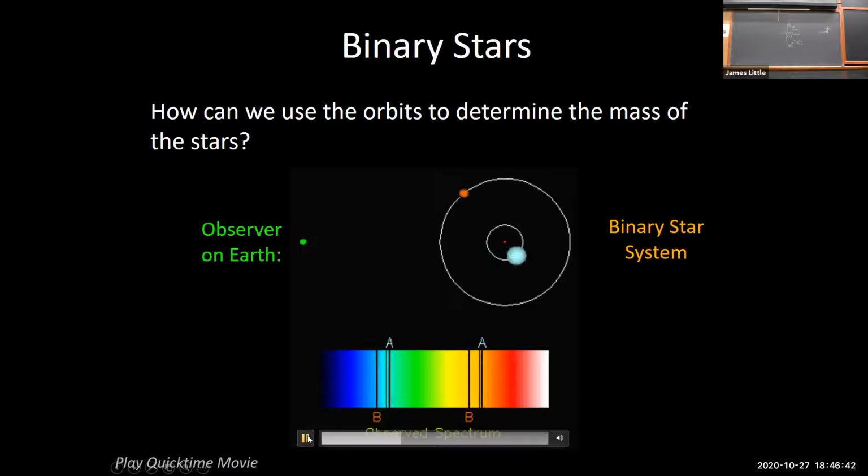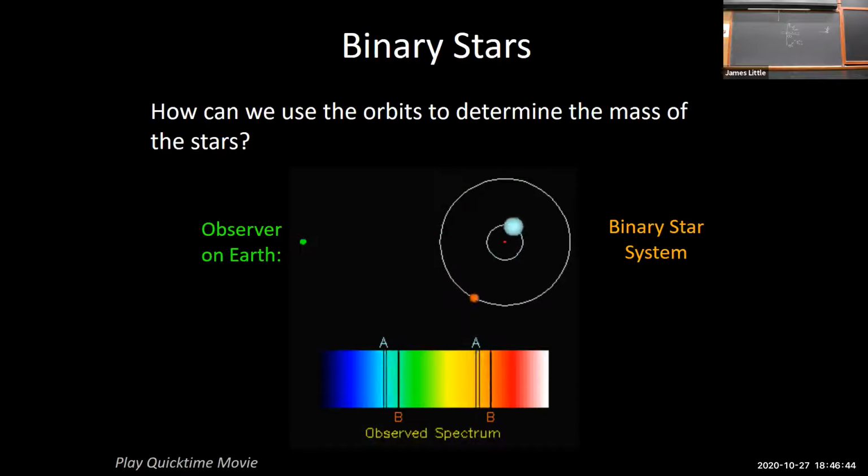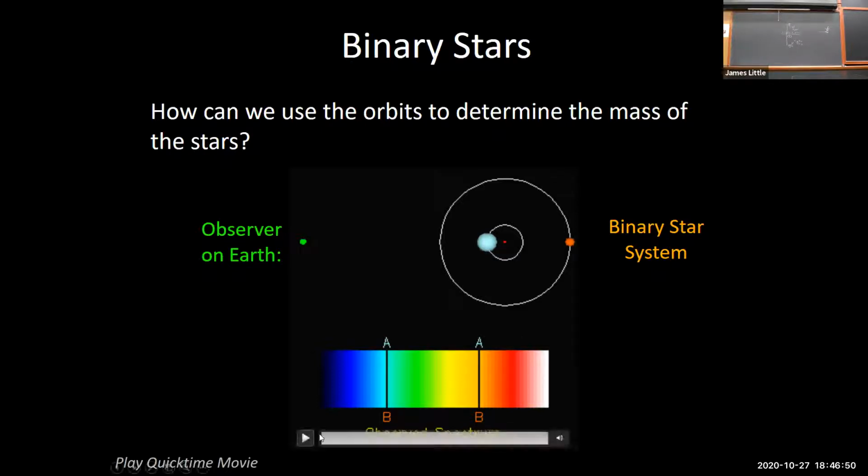This only works if the motion is towards or away from the Earth. If we're looking at the star system flat on and the motion isn't towards or away from the Earth, then we can't use this trick. And so quite often we can't use this trick. But when we can, we fully exploit it.